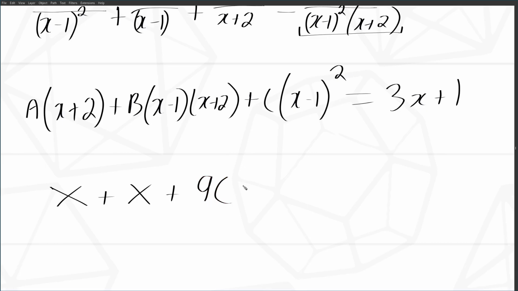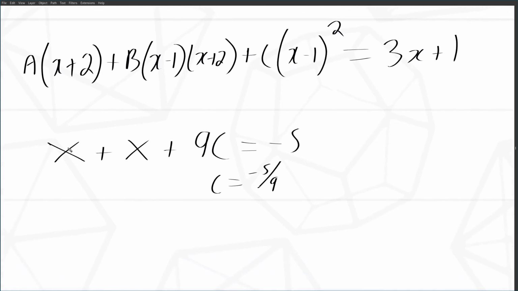9c is equal to, plugging in negative 2, we're going to have negative 6 plus 1, which is negative 5. So c is equal to negative 5 over 9. Let's do the same thing for 1 right here. And here I'm just writing x to indicate that it cancels out.